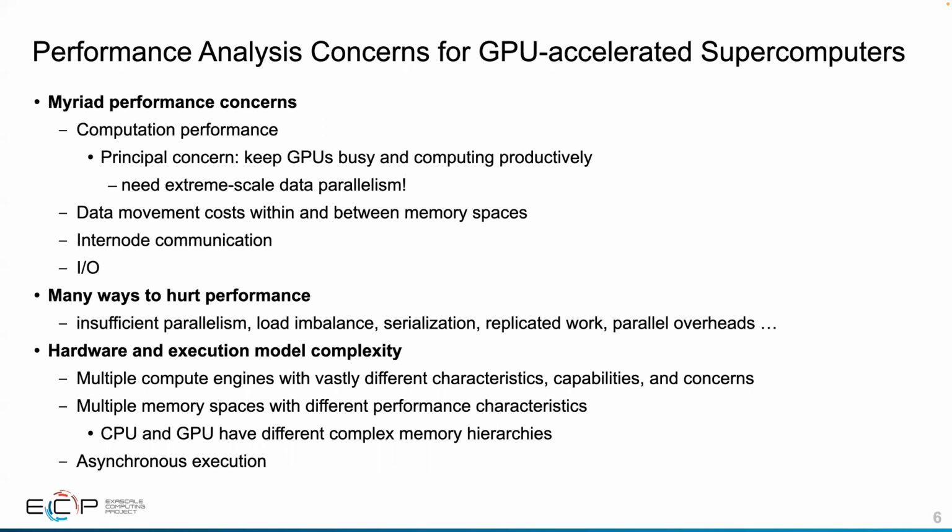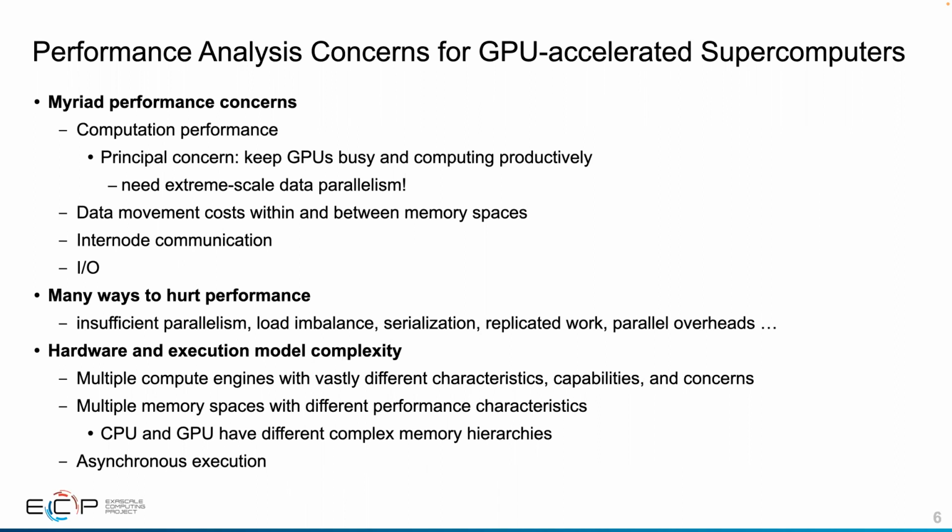We want to be able to track internode communication, and I/O is also an important part of large-scale applications. And there are many ways to hurt performance. In large-scale applications, you can have insufficient parallelism, bad load balance, serialization, replicated work, and parallel overheads like synchronization.